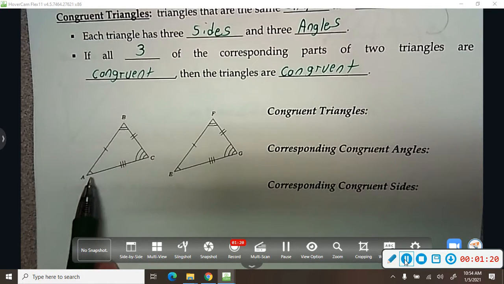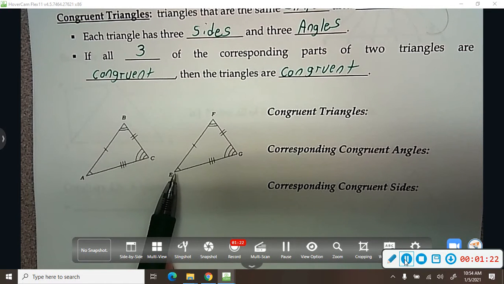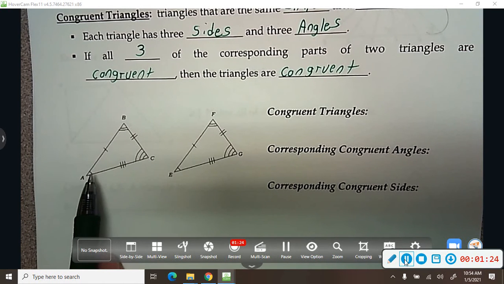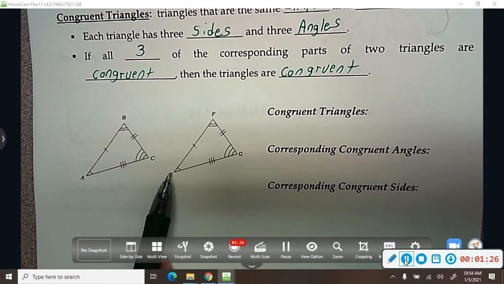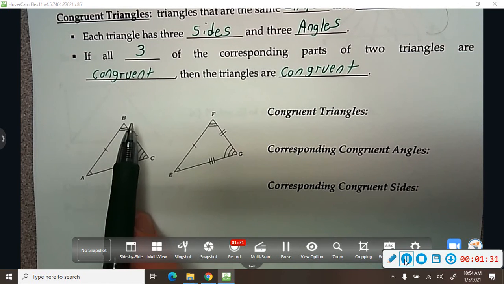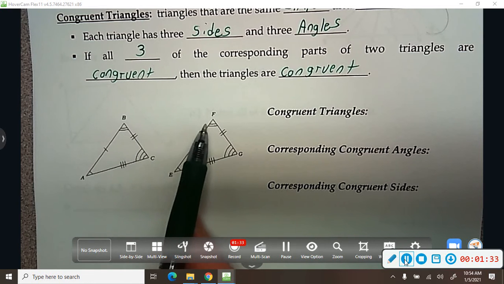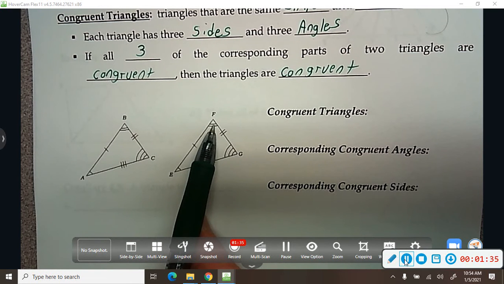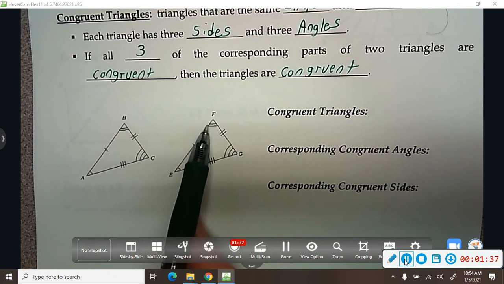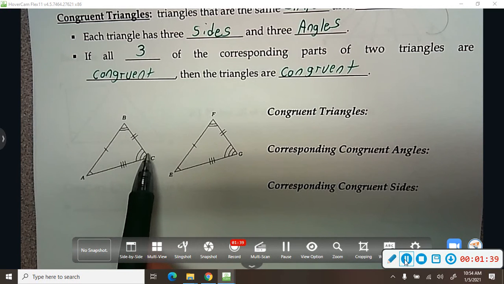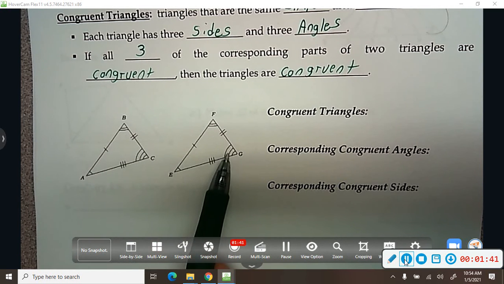see how angle A equals angle E? Because they have the same symbol. Can you see that? And do you see how angle B equals angle F? Because they both have the two marks. And angle C equals angle G.